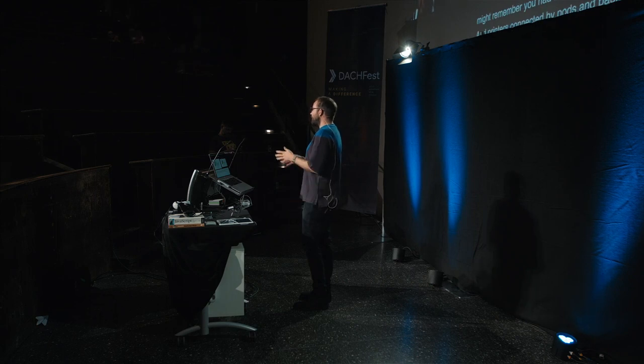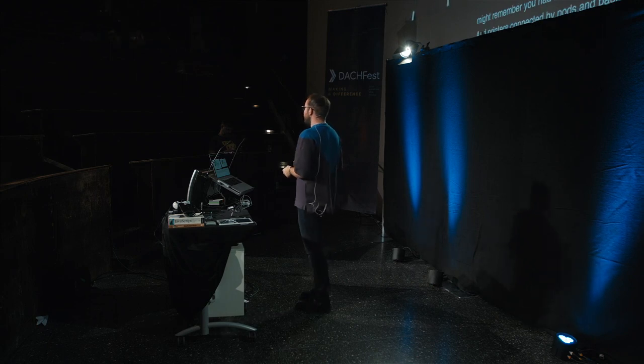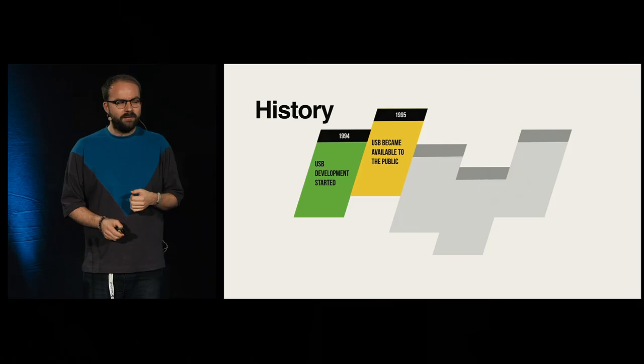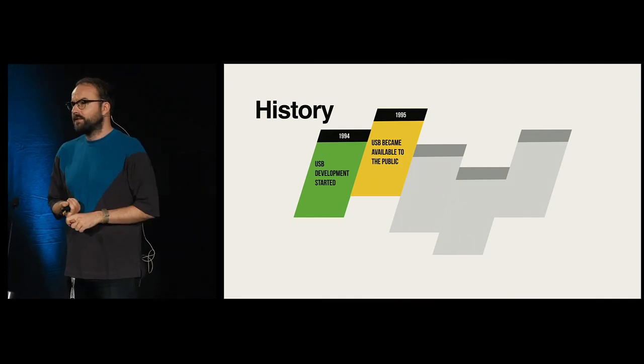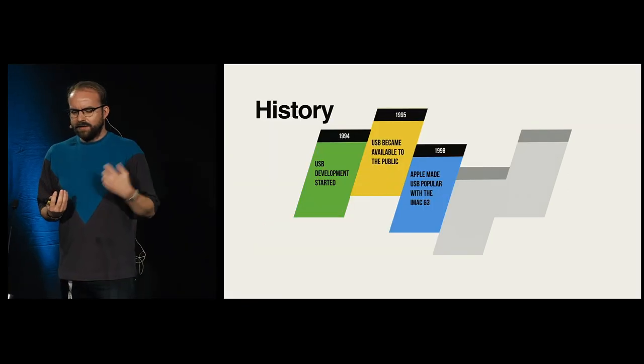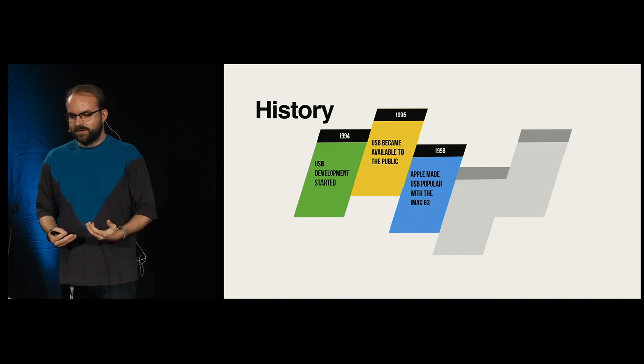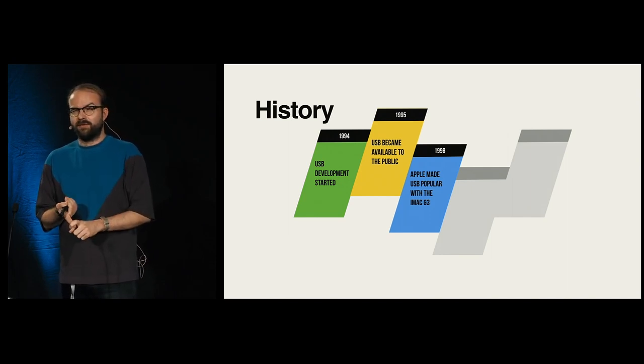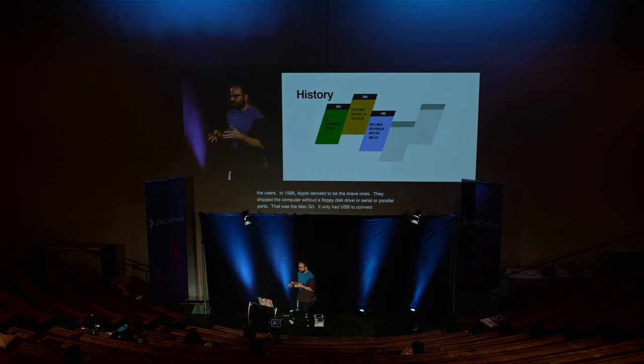So to bring all this madness to an end, a group of engineers led by an engineer from Intel started developing USB, like one bus system to rule them all. And in late 95, we saw the result of their efforts. The first USB devices and host systems became available. But they weren't really popular back then, not really welcomed by the users. In 1998, Apple decided to be the brave ones. They shipped the computer without a floppy disk drive and, more importantly, without any serial or parallel ports. That was the iMac G3. And it only had USB to connect things, so that really kick-started the USB movement.